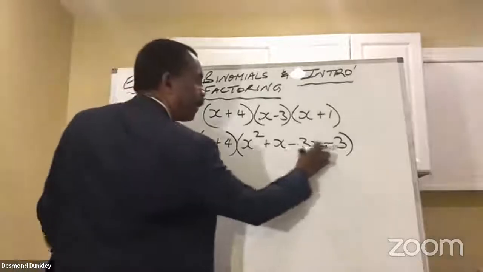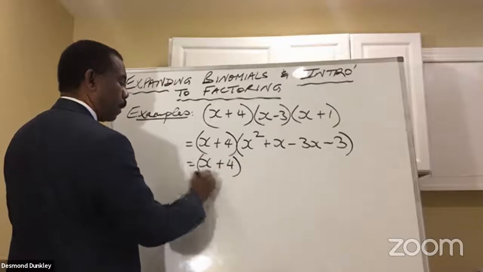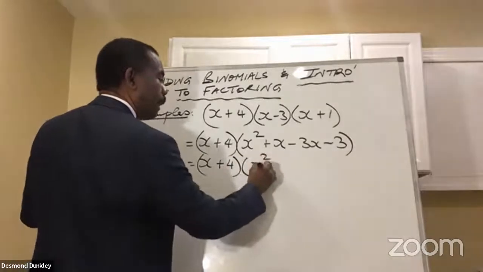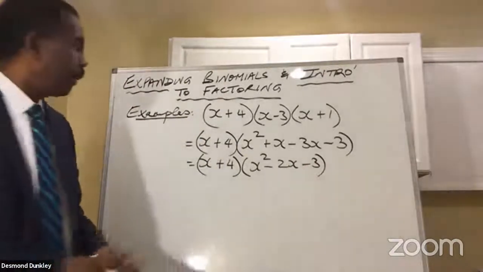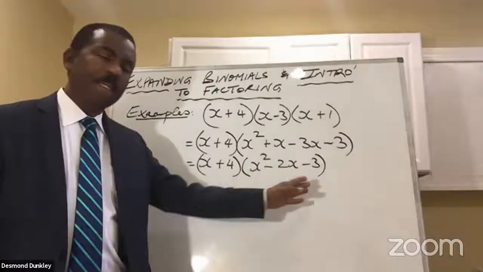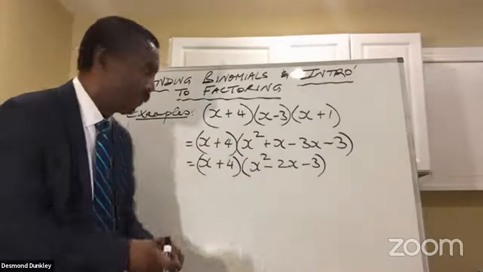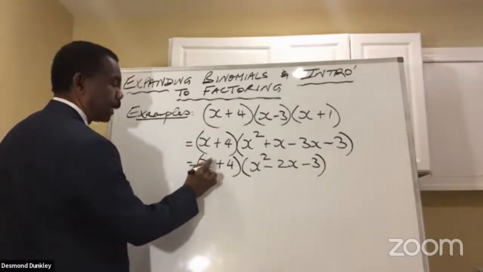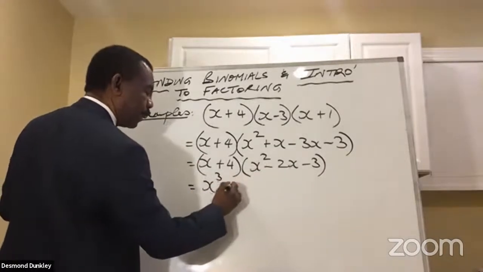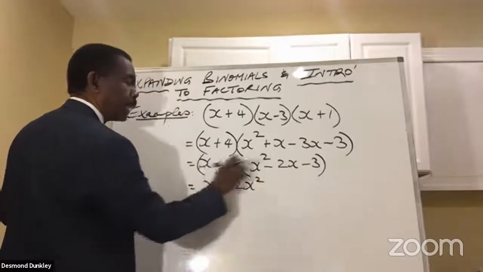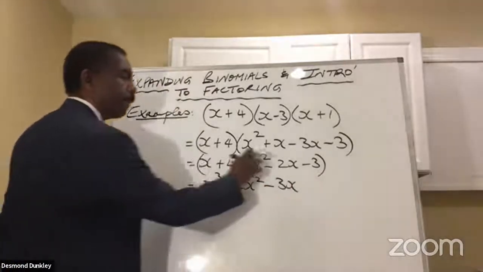I can simplify these two, so I'll write this as x plus 4 times x squared minus 2x minus 3. And now I'm going to multiply by this binomial. I'm going to multiply this trinomial by this binomial and combine like terms. So I end up with x times x squared, x to the third. x times negative 2x, negative 2x squared. x times negative 3, negative 3x. So I'm finished multiplying by x.